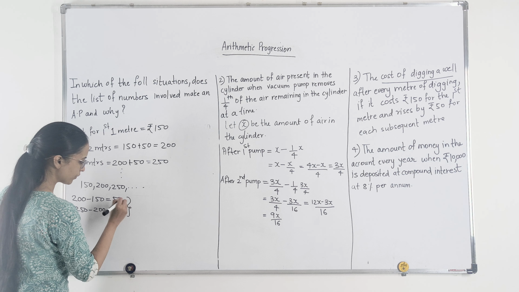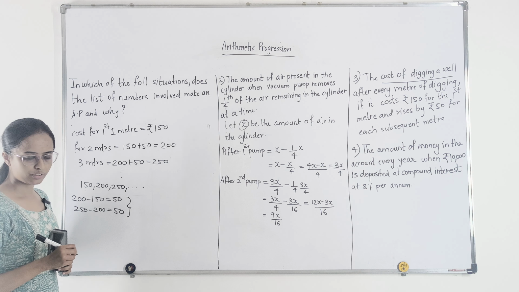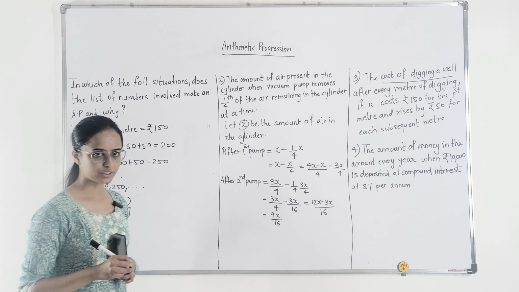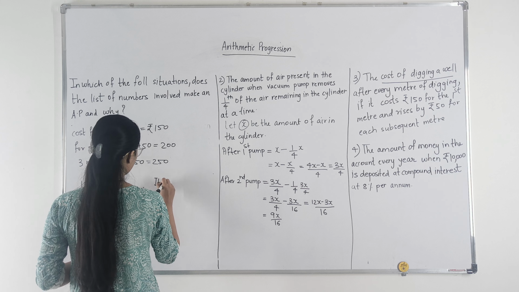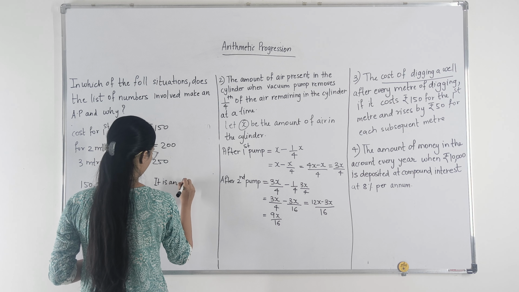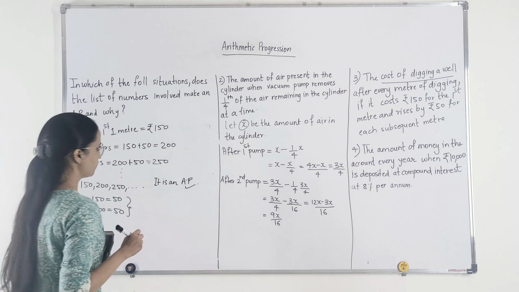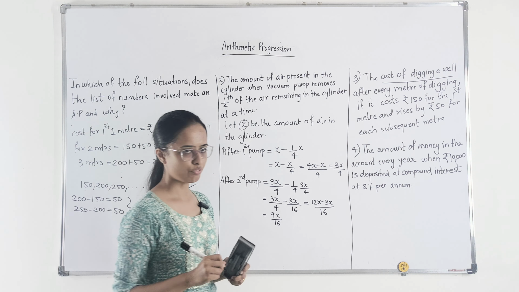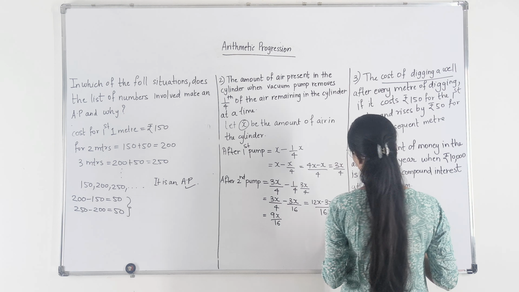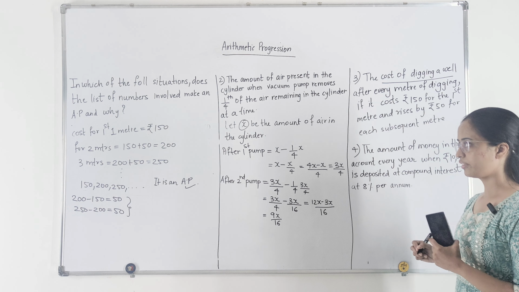So if you see the difference between two consecutive terms in this sequence is coming out to be equal, and that is why it is actually an arithmetic progression. So this particular situation is an example for arithmetic progression. Now let's move on to the last situation for this question.